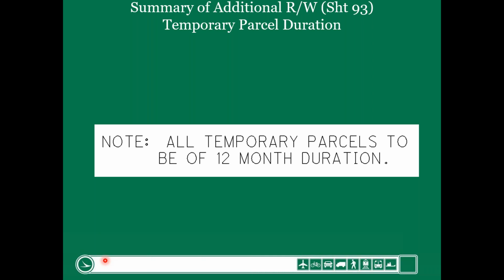And that timeline is determined by the length of the construction of the project. So we'd have to know the length of the construction. So it's going to take the contractor 12 months to build the project, or a maximum of 12 months. So the temporary easements are for a length of 12 months.